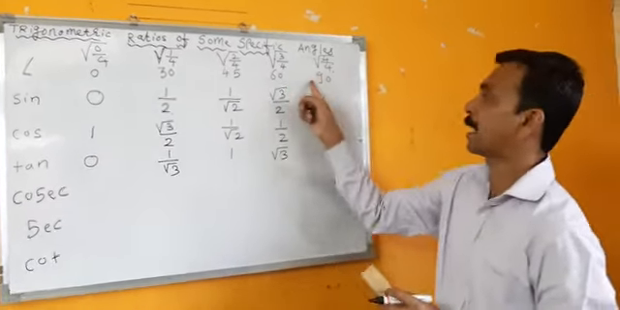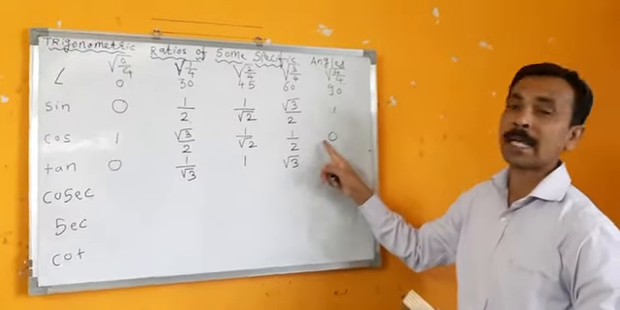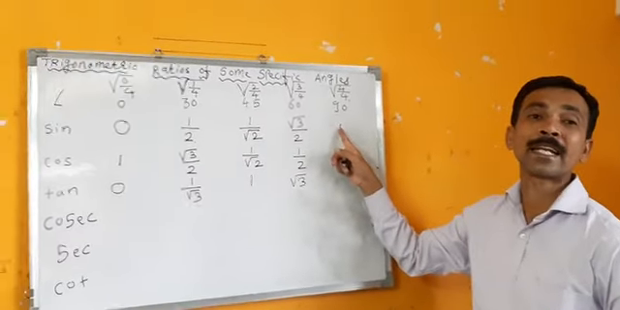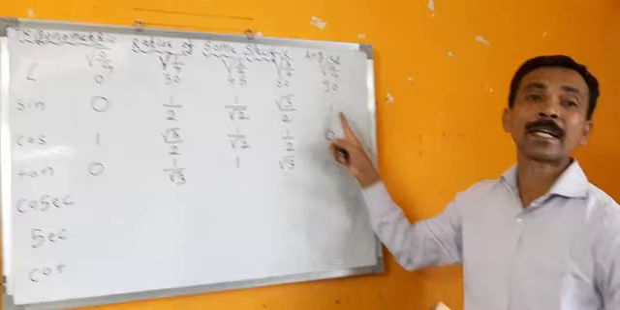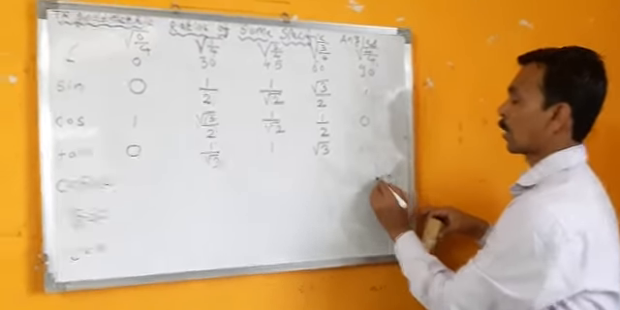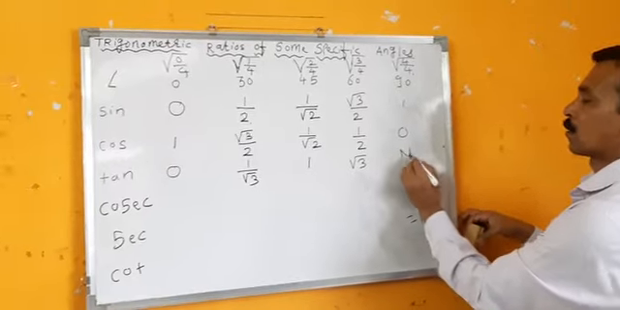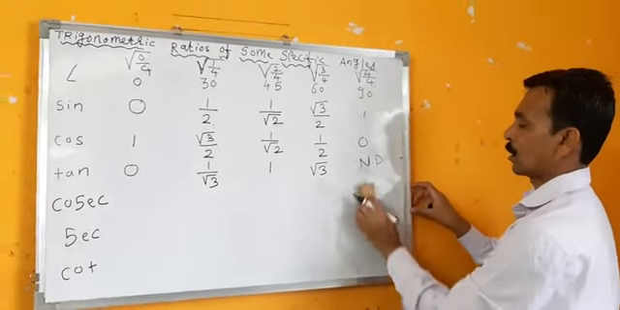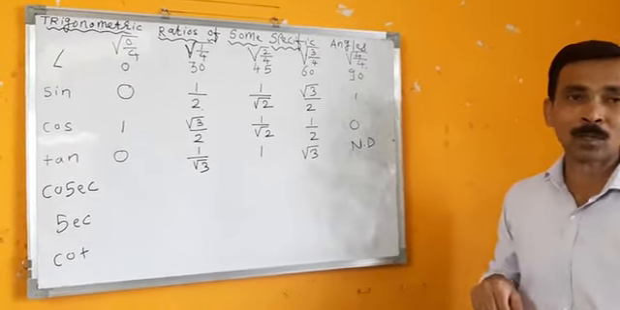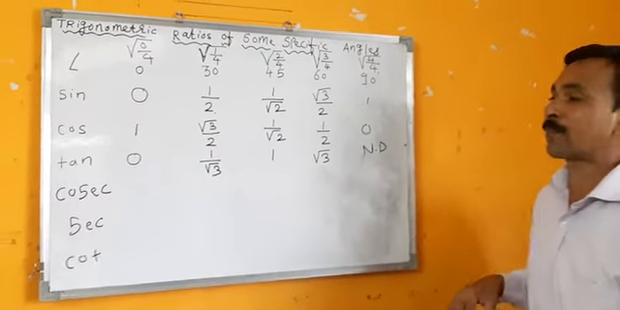And now tan 90. Tan 90 is sine upon cos. What is the value of sine 90? 1. What is the value of cos 90? 0. So 1 upon 0 is what? Not defined. 0 upon 1 is 0, but 1 upon 0 is not defined.